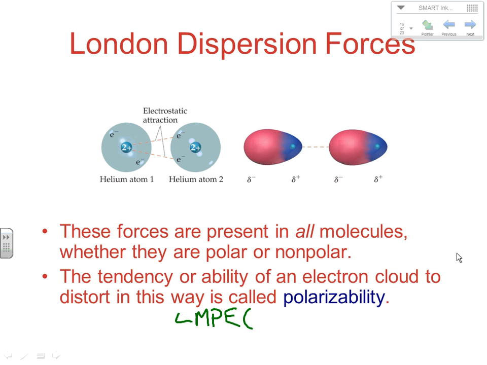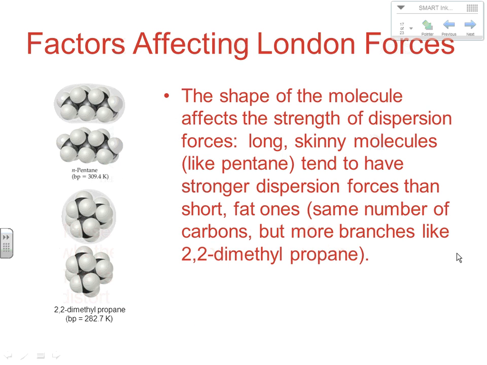And this has a huge impact on melting point, boiling point, viscosity, vapor pressure, all kinds of different things. So it's a really important distinction, this LIMPEC idea. Now, the shape of a molecule can also affect the strength of dispersion forces. Long, skinny molecules like pentane, straight chain pentane, have stronger dispersion forces than short, fat ones.